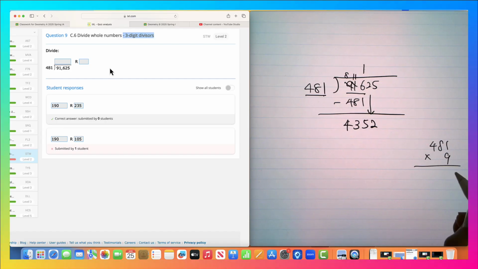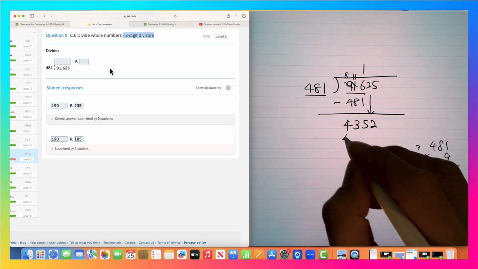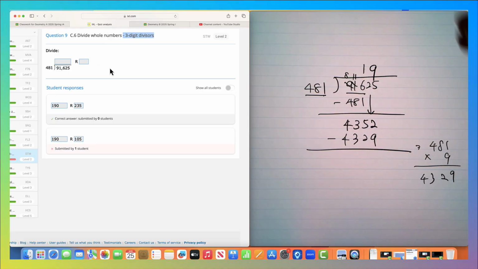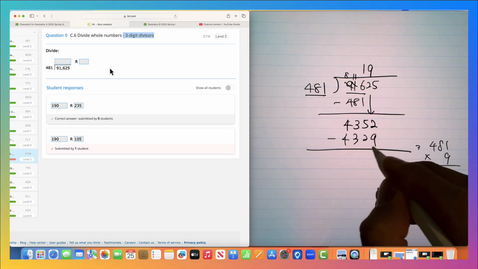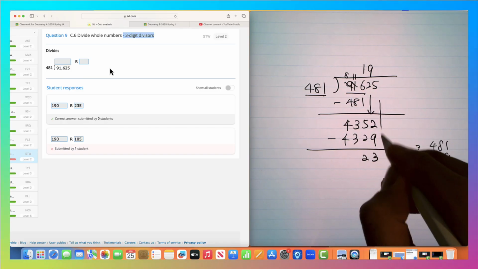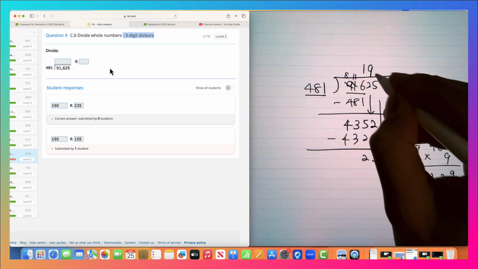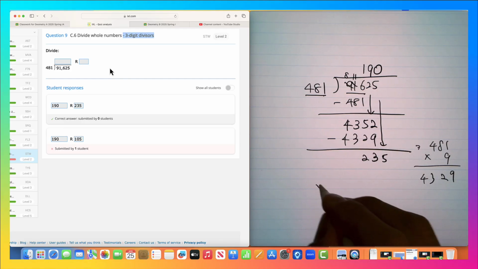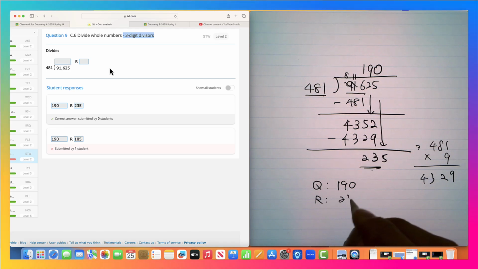If you multiply by 9, 72, and 36 plus 7 is 43. So fortunately, this worked. Don't forget to put 9 above 2. Okay, let's put it right above 2. Then we're going to get 23 here and bring down 5. And this number is less than the divisor 481. So we're going to put 0 there above 5. So you have a quotient 190, and the remainder is 235.